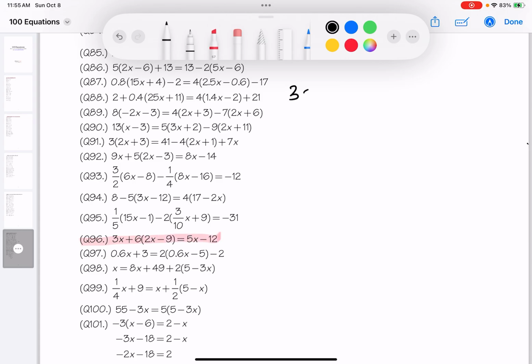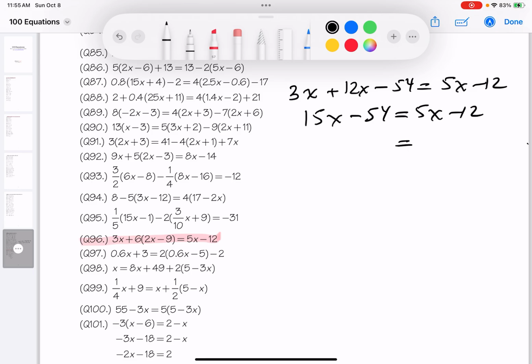3x plus 12x minus 54 equals 5x minus 12. You can get 15x minus 54 equals 5x minus 12. I'm going to take 5x from both sides. You get 10x. I'm going to add 54 to both sides, and you can get 42. All right? So what do you do now? Divide both sides by 10, and you get x equals 42 over 10. Reduce it. That's 21/5. I'm going to check it over here.